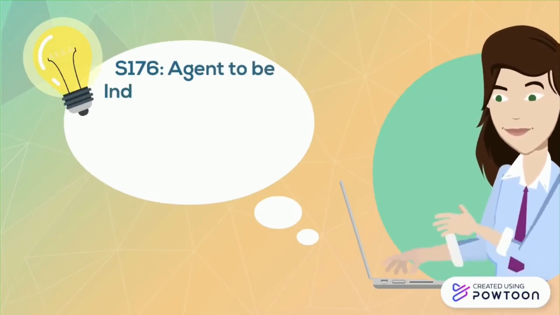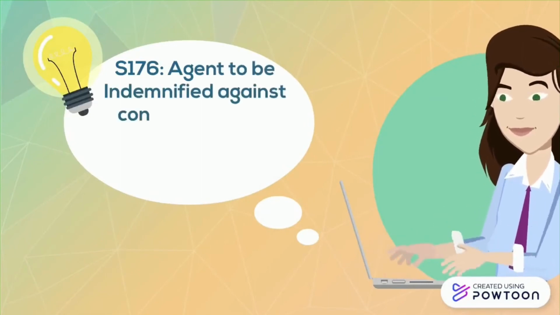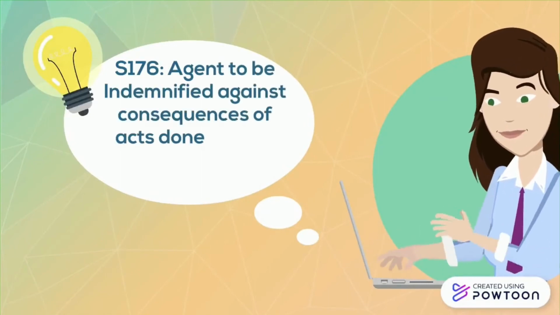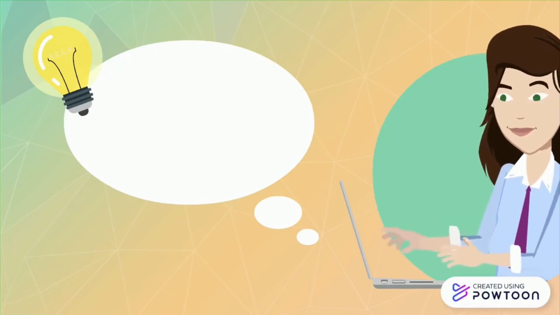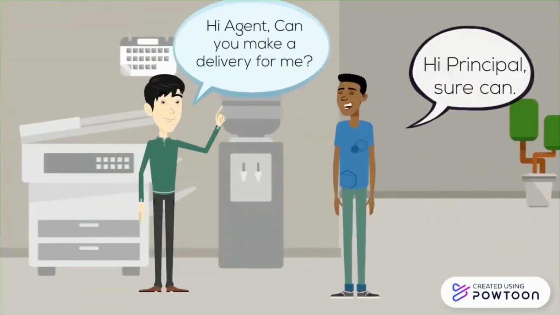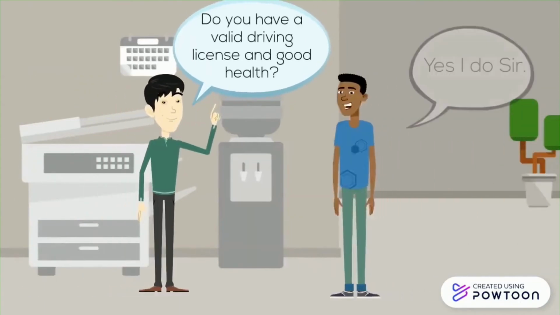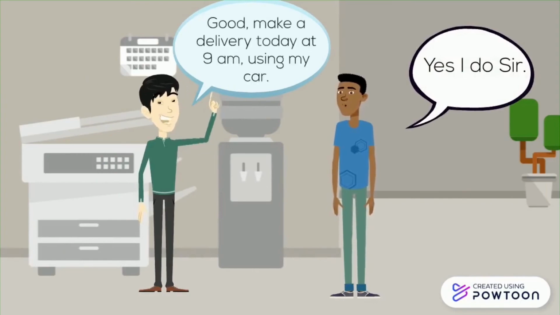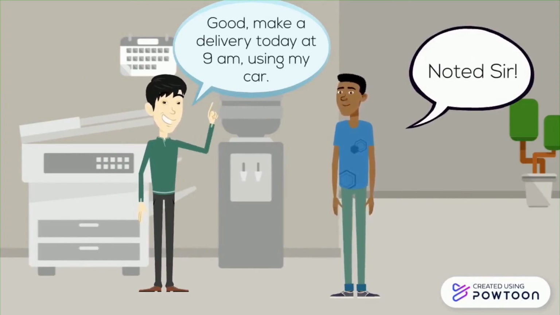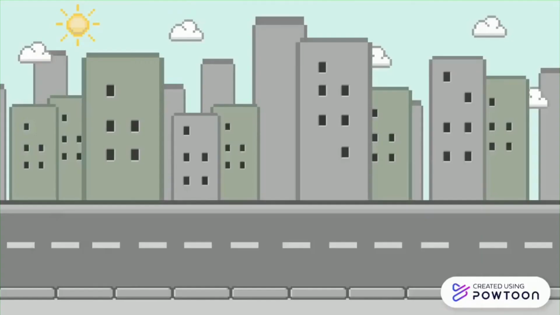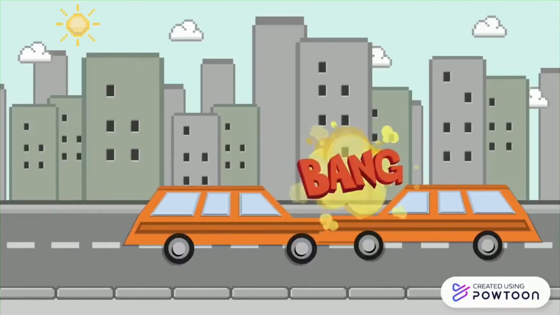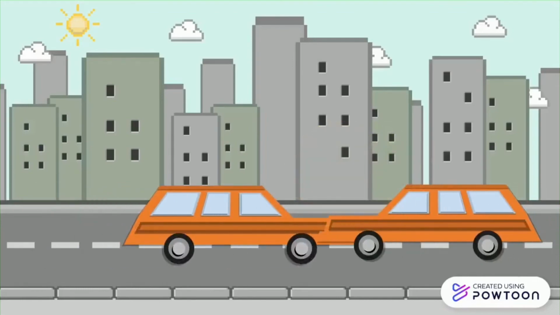Section 176, agent to be indemnified against consequence of act done in good faith. Where one person employs another to do an act and the agent does the act in good faith, then the employer is liable to indemnify the agent against the consequence of that act, even if it causes an injury to the rights of another person.